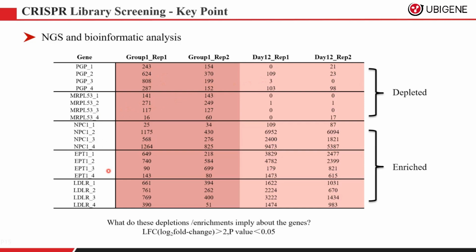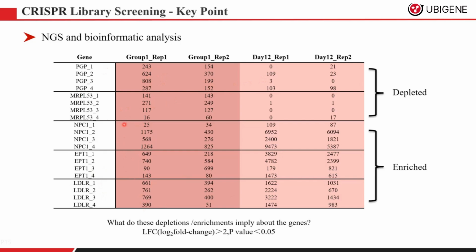We also see depletion for a couple of other genes. And then there are these 3 genes that are enriched over time. So having replicates both in our conditions and in our guides is really important. It helps us see if there's a true effect.